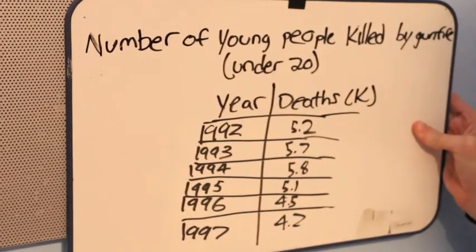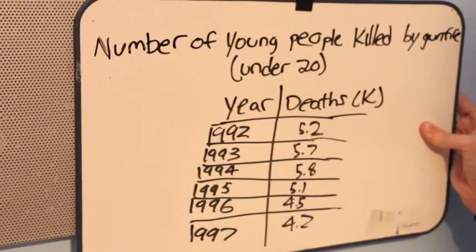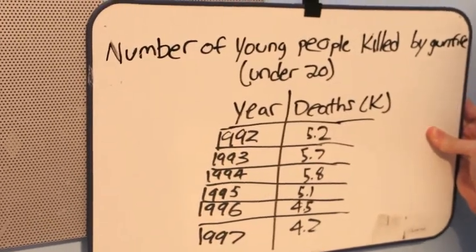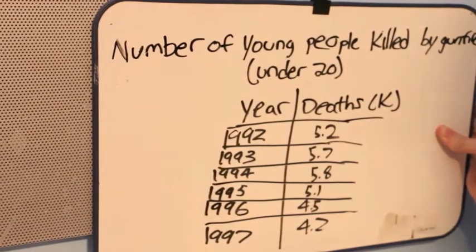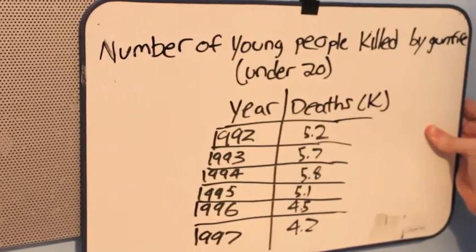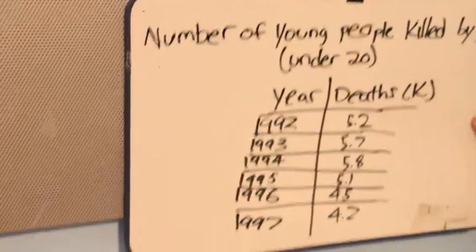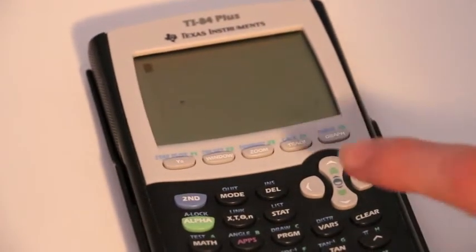For cubic data, I find data number of young people killed by gunfire under age 20. No, I wish I could find less sinister data, but this is all I had online. So, now we go to calculator. We click the on button to turn the calculator on. Then we go through same process.